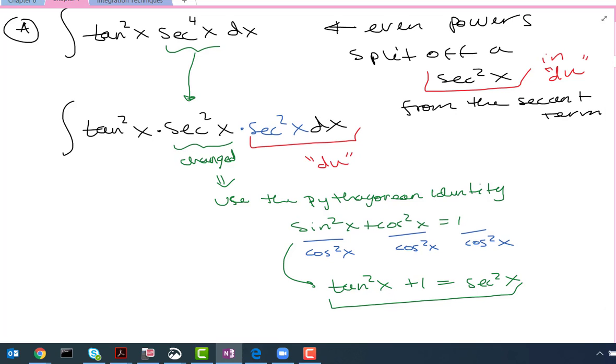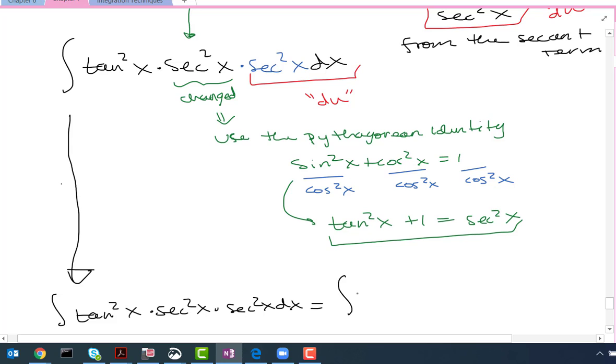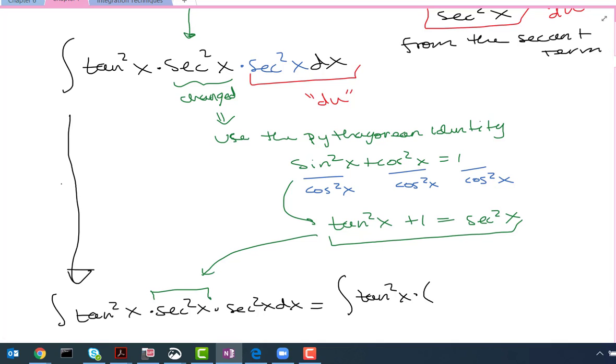So my integral becomes, with this change, the integral of tangent square x times secant square x, I'm just going to rewrite it, times secant square x dx becomes the integral of tangent square x times, I'm changing my secant square with this identity. So secant square is tangent square plus 1, times the one that I split off, the secant square x that we split off from the beginning, dx.